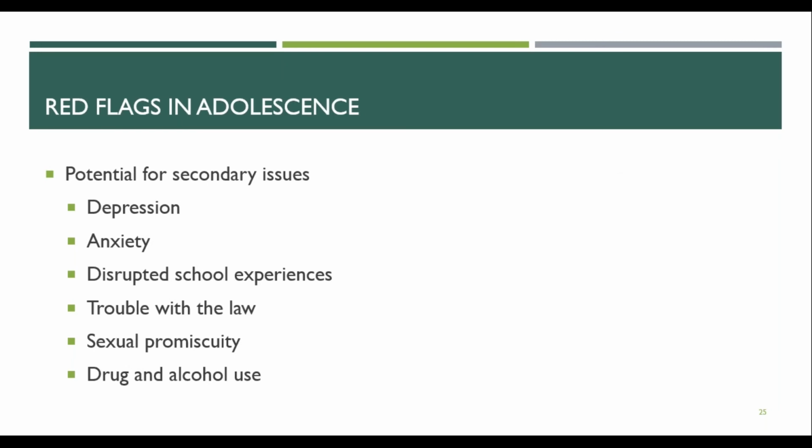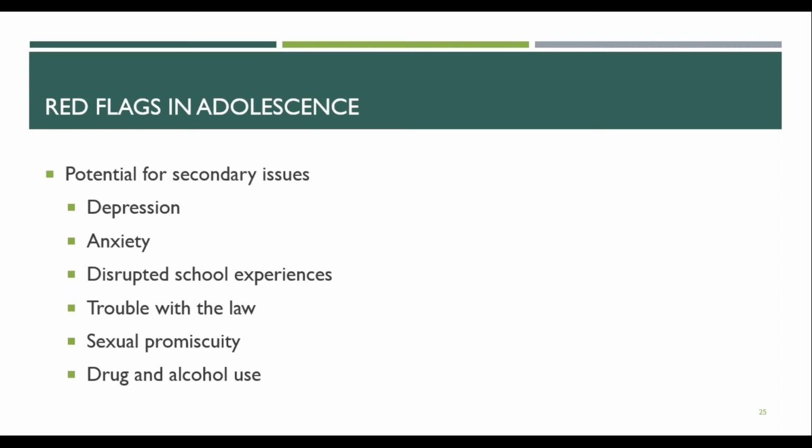So, potential for secondary issues, I would say depression. Be on the lookout for depression, anxiety, disrupted school experiences. We see a lot of dropout from school, a lot of running away from school, trouble with the law. Also, because they're impulsive, we talked about that disinhibition, that could lead to drug and alcohol use, okay?